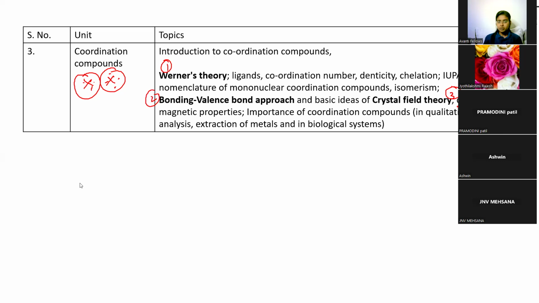In between these three theories, we have a small but very important topic called isomerism. Isomerism will come in between these three theories, but this isomerism is very easy, and the most important topic in this list.